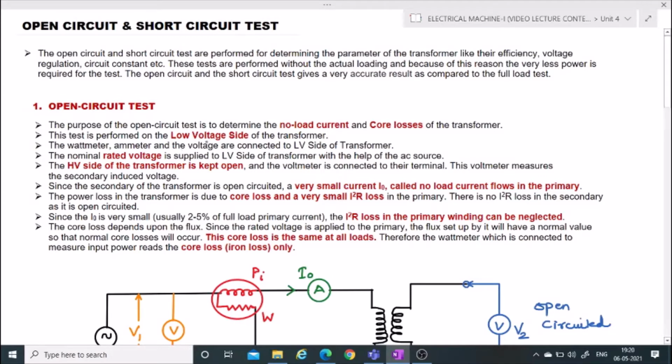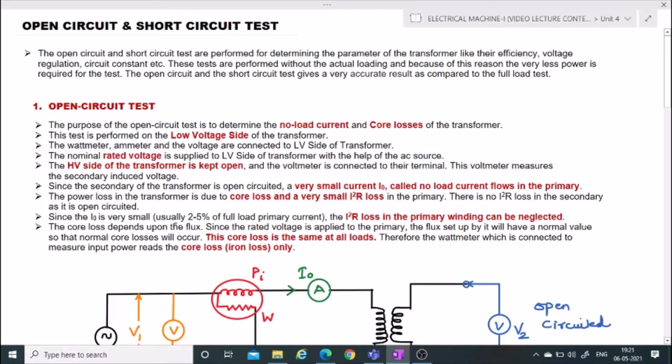Basically these tests are performed to calculate the parameters of the transformers such as efficiency, voltage regulation, circuit constants that is R naught, X naught or the reactances R_e1, X_e1, etc. After performing these tests, we can easily calculate the values of these parameters and we can easily draw the equivalent circuit diagram of the transformer.